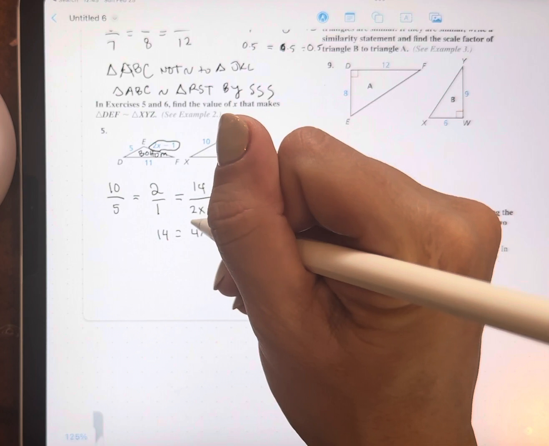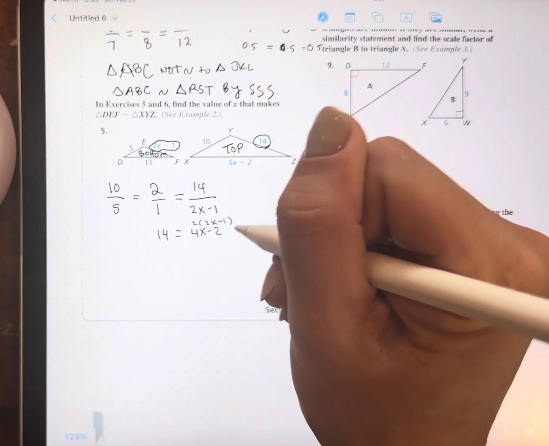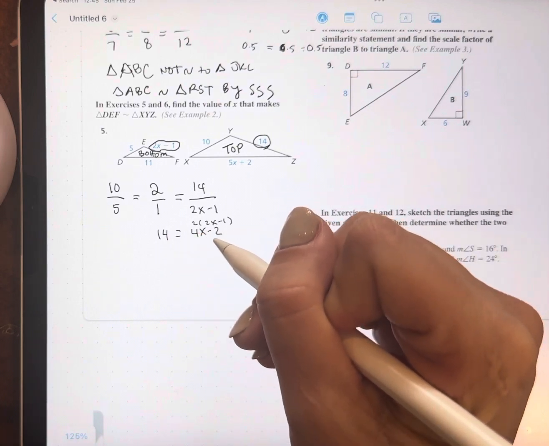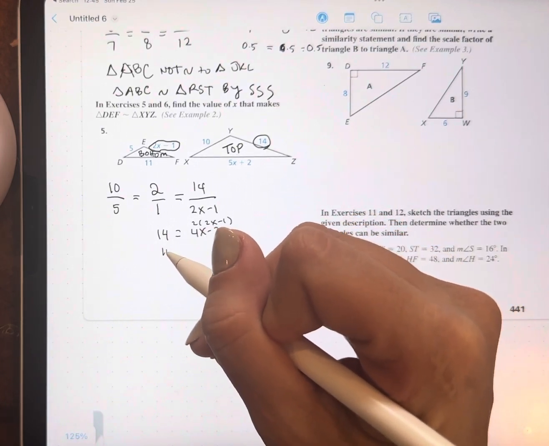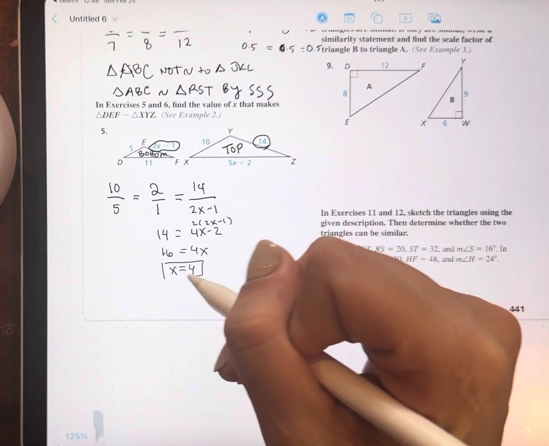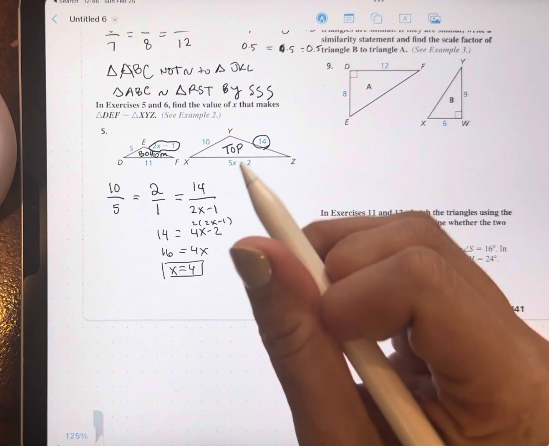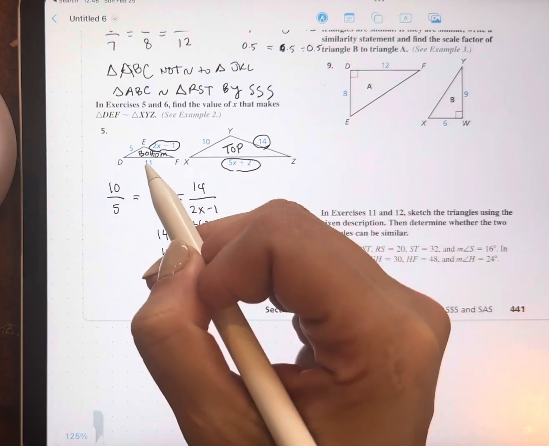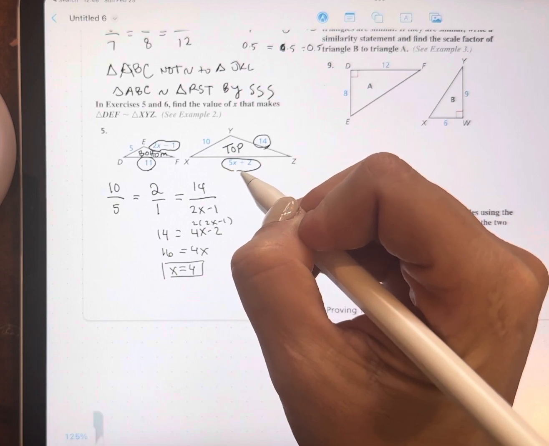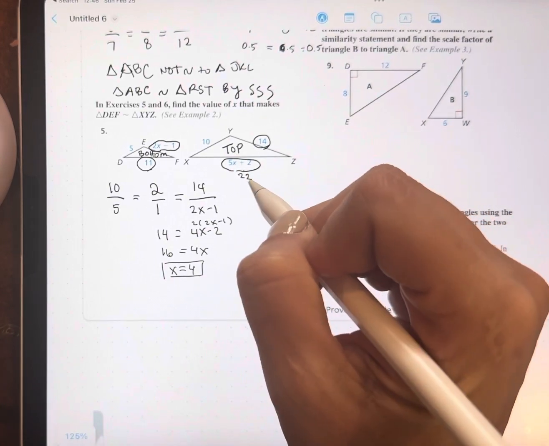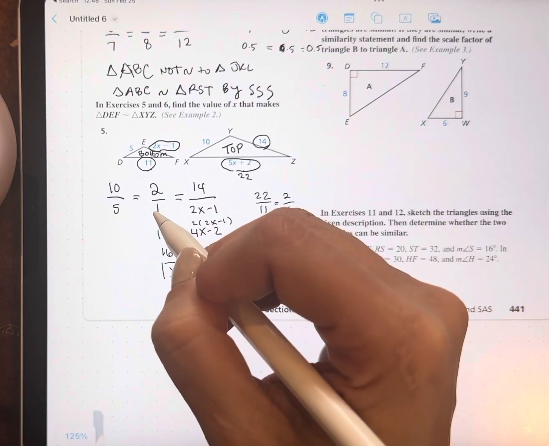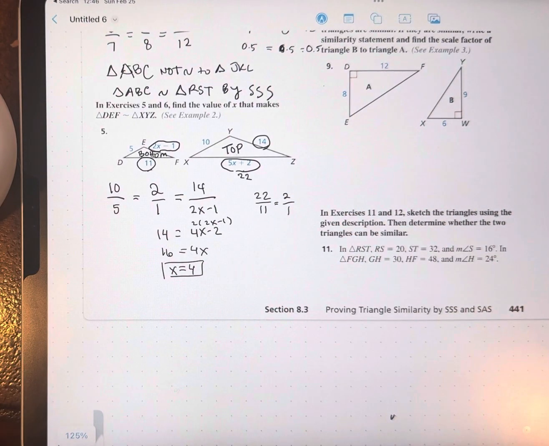That was distributive property. 2 times 2x minus 1 is 4x minus 2. And then add the 2 to both sides. 16 equals 4x. So x equals 4. Now that should really be enough, but I'm going to take it a step further and just double check that if I were to plug 4 in here, I would get 5 times 4, which is 20, and then this is 22. And then 22 over 11 would in fact be the same 2-to-1 ratio. So it definitely works. X is 4.